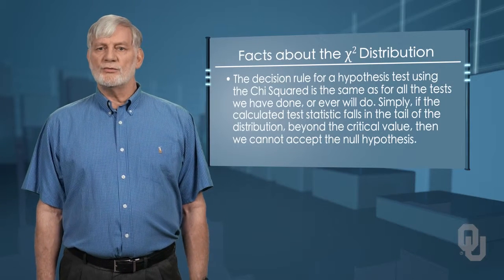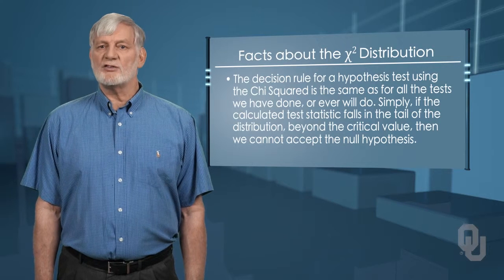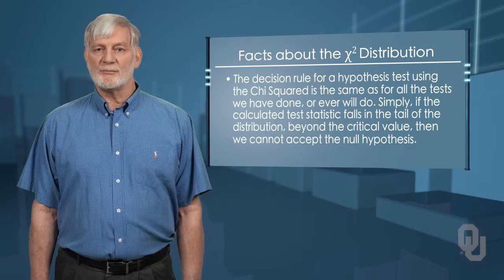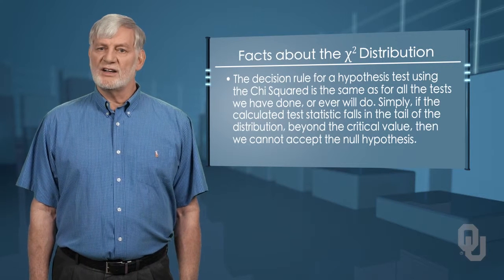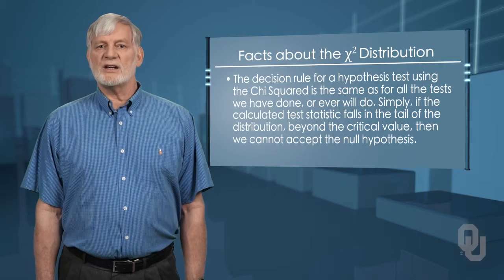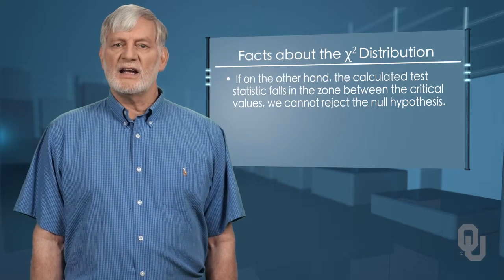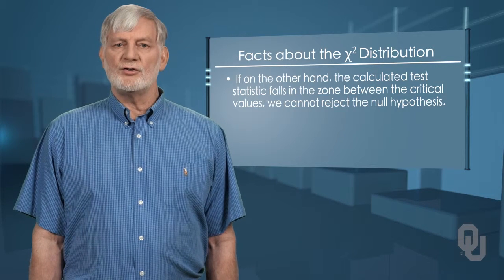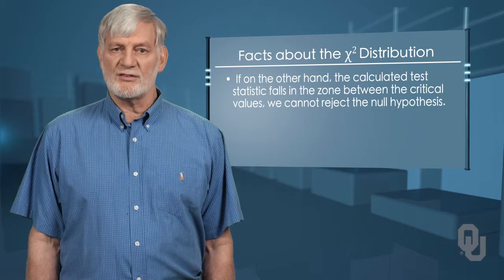The decision rule for a hypothesis test using the chi-squared is the same as for all the tests we have done, or ever will do. Simply, if the calculated test statistic falls in the tail of the distribution, beyond the critical value, then we cannot accept the null hypothesis. If, on the other hand, the calculated test statistic falls in the zone between the critical values, we cannot reject the null hypothesis.